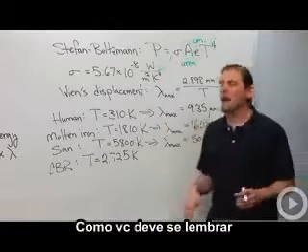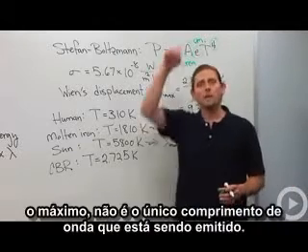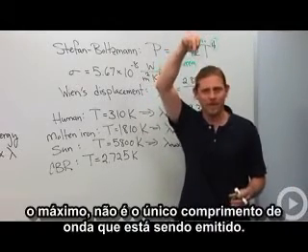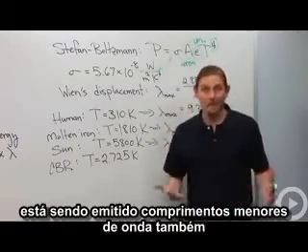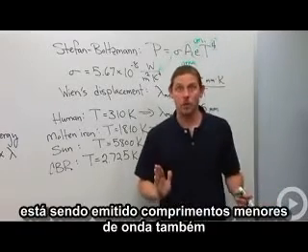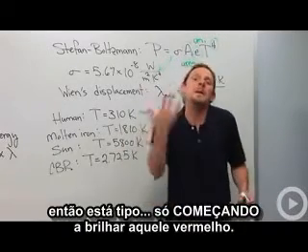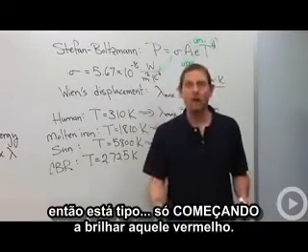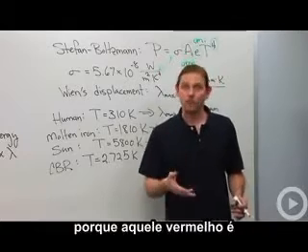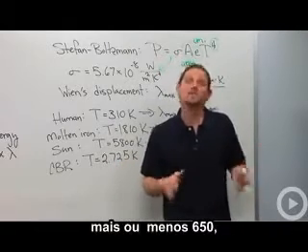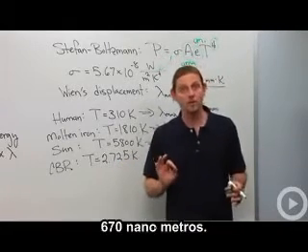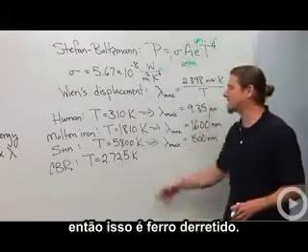However, as you remember from the curves, the maximum is not the only wavelength that's being emitted. It emits at smaller wavelengths too. And so it's just kind of beginning to glow that red. That's the idea, because that red is about 650, 670 nanometers. All right, so that's molten iron.